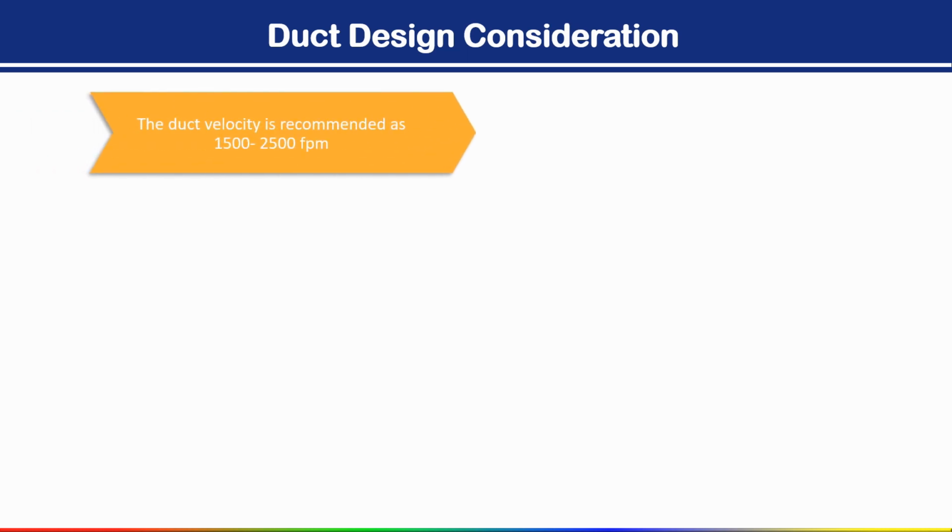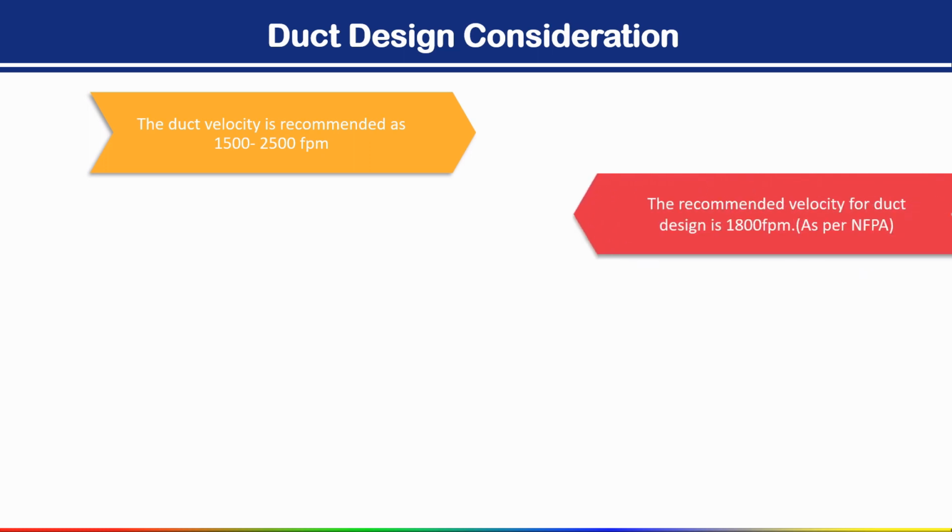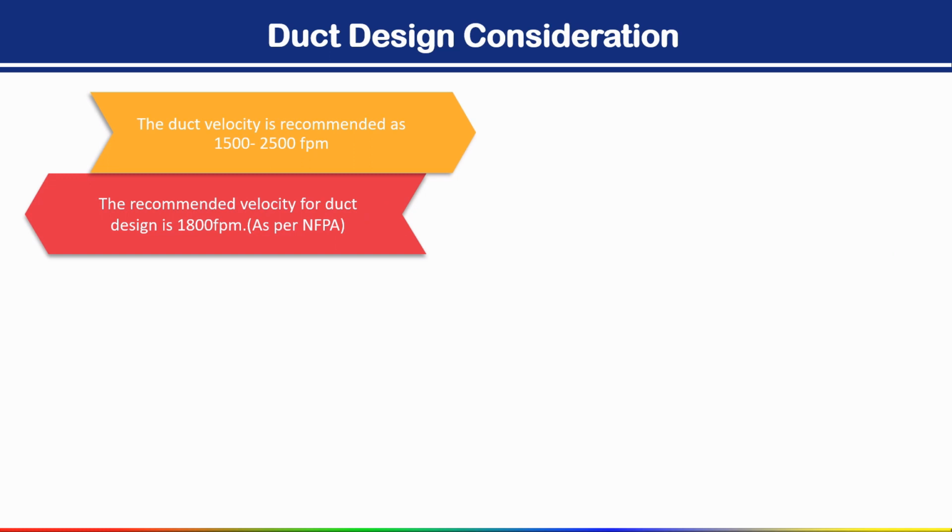The first point is that duct velocity is recommended as 1500 to 2500 fpm. As per NFPA, the National Fire Protection Association, how much velocity do we have to maintain during duct sizing? When you are doing the duct sizing, for velocity we have to take 1500 to 2500. The recommended is 1800 fpm. Take 1800 fpm and design the duct. So the recommended velocity for duct design is 1800 fpm as per NFPA.